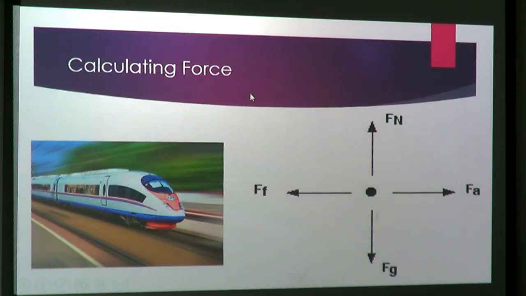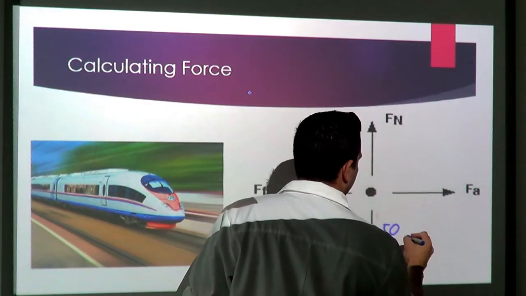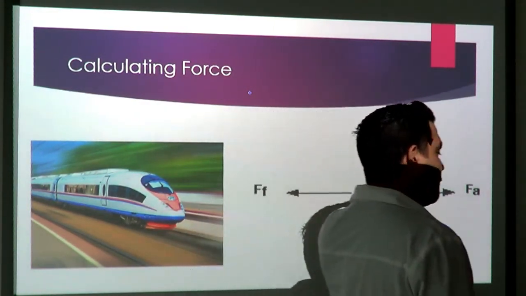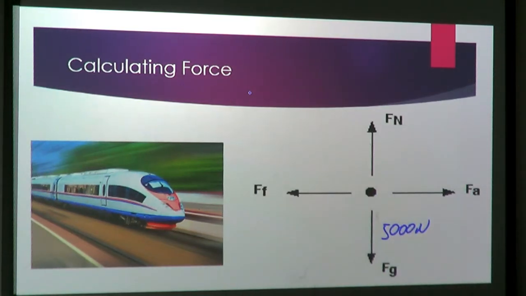Yes or no? Yes. And I'm going to give you some data. Because it's related to gravity, the force of gravity in newtons is going to be 5,000 newtons. Alright? Write those numbers down. It's going to be 5,000 newtons for the force of gravity here. The normal force is going to be what? 5,000.